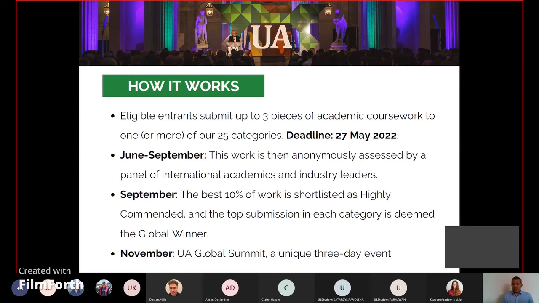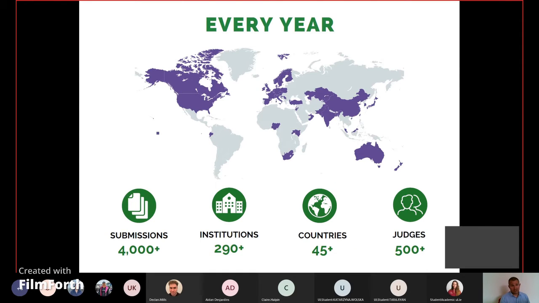And the best 10% is shortlisted as highly commended. We usually get about 4,000 to 5,000 entries, and the top 10%, so about 500 papers, are recognised as highly commended. The top submission in each category is then deemed the global winner. So we have 25 global winners, one for each category. And each global winner is invited to present at our global summit, which is going to be hosted in Dublin this year, November 7th, 8th and 9th.